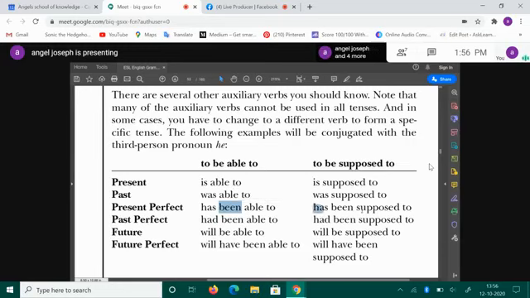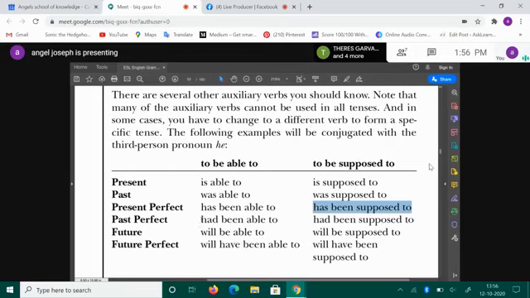Look at this example here. Has been supposed to. He has been supposed to work all day. Okay, not a very good sentence, but with respect to grammar, that's okay.